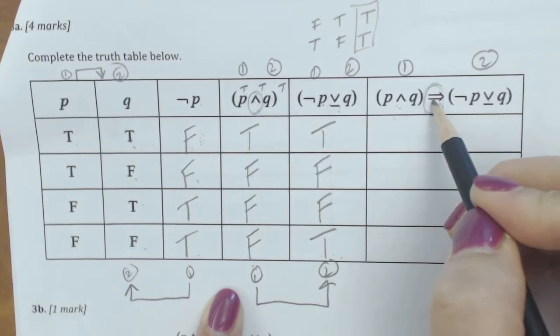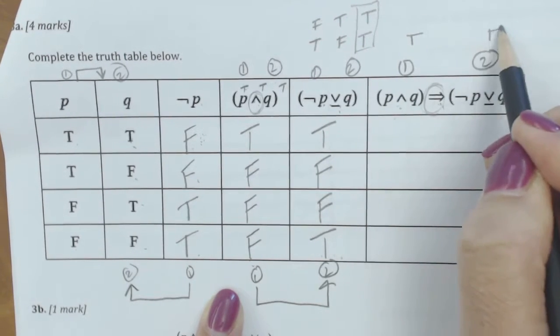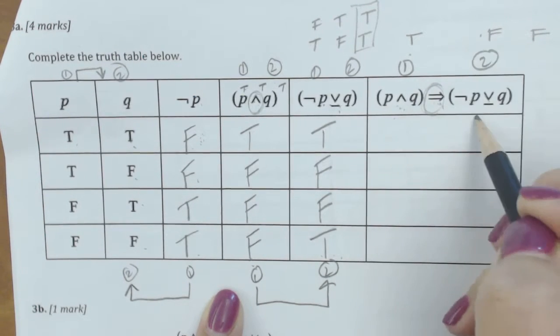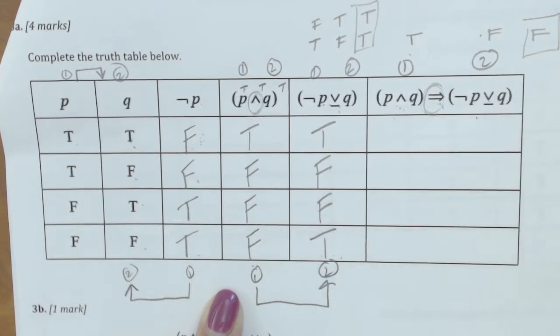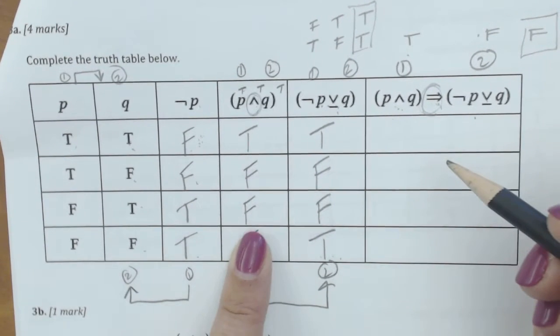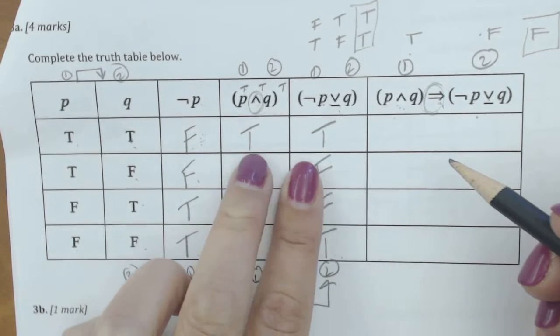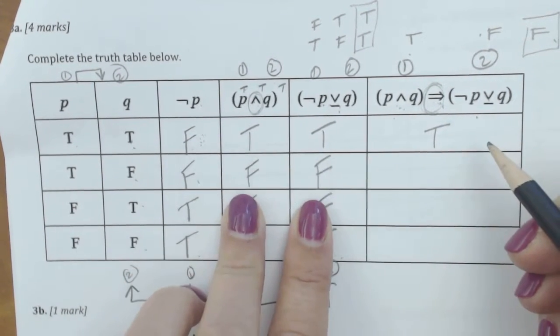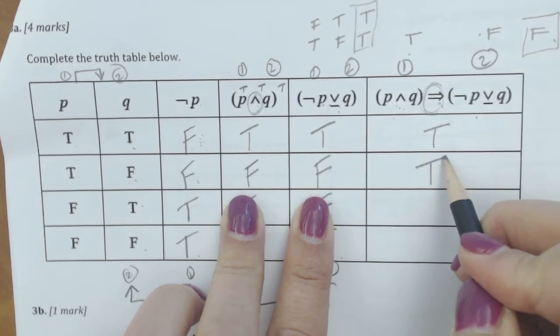Now remember, if then, the only time it's false is when this is true, the first one, and the second one is false. That's when we'll get our false. Regardless, everything else is going to be true. So let's look. We're going from here to here. True and true. Can we have that? Yes. False and false. Can we have that? Yes.